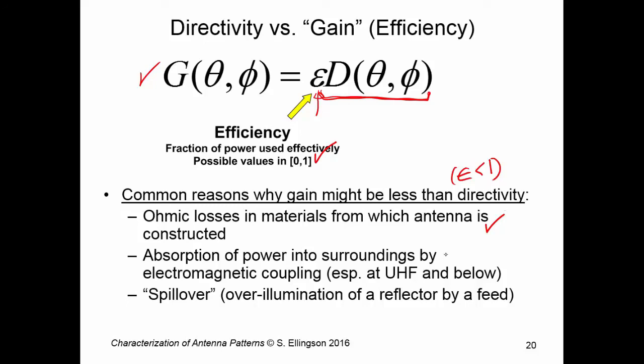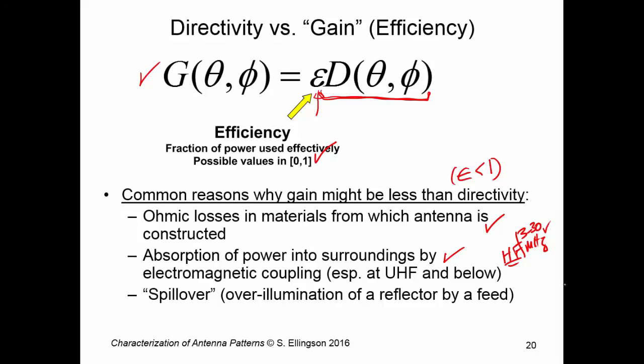Another way we can have gain less than directivity is when there is absorption of power into surroundings by electromagnetic coupling. So for example, this is a big problem for antennas in the HF band, say between 3 and 30 megahertz. What happens is, at these frequencies, wavelengths are huge. They're on the order of tens of meters. If that's the case, then any antenna is coupled into the ground over which it is mounted. And so some fraction of the power applied to the antenna ends up being dissipated into the ground through electromagnetic coupling between the antenna and the ground. So that's a form of efficiency loss.